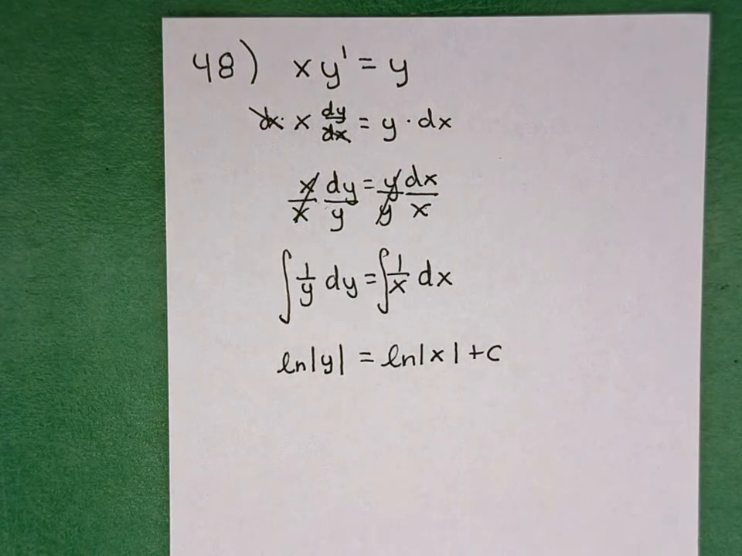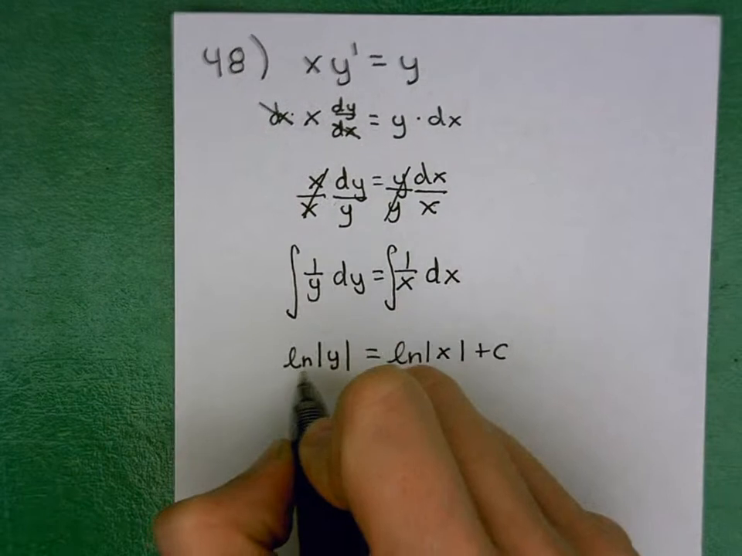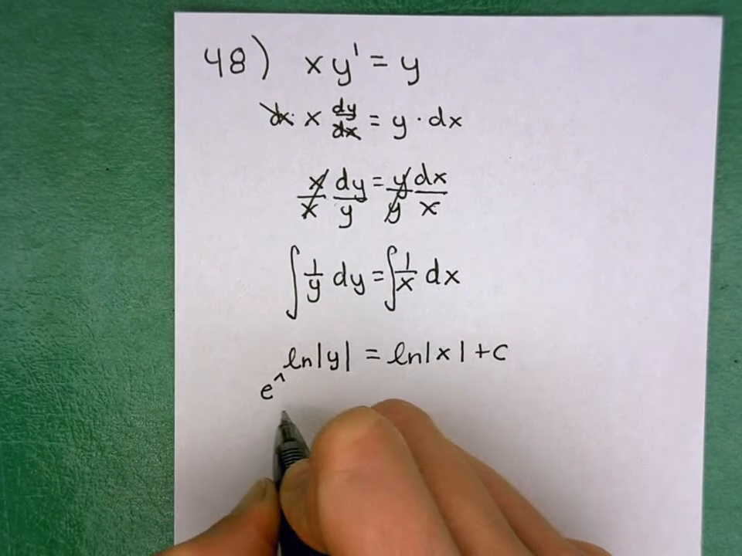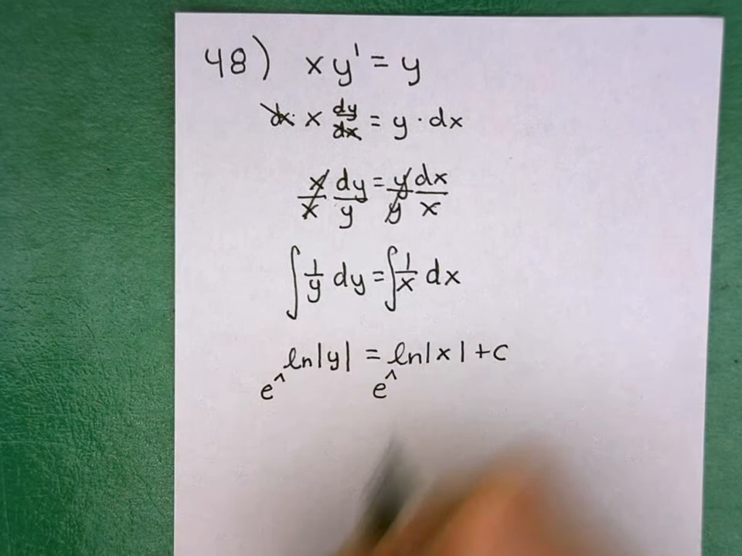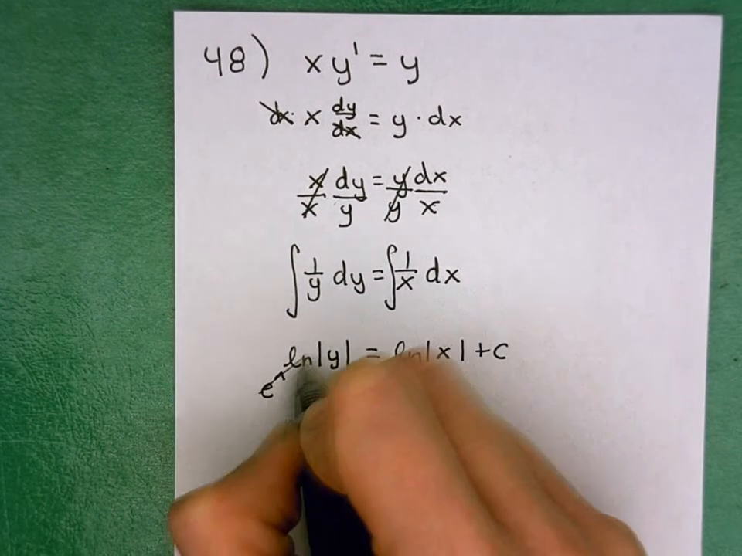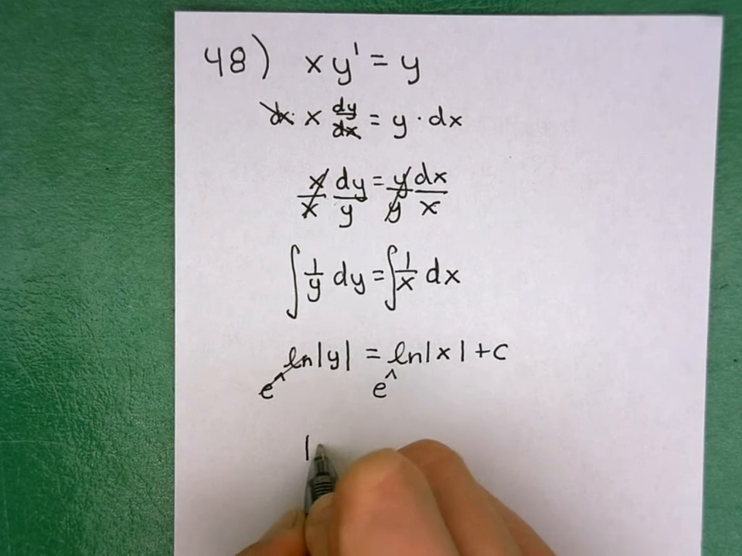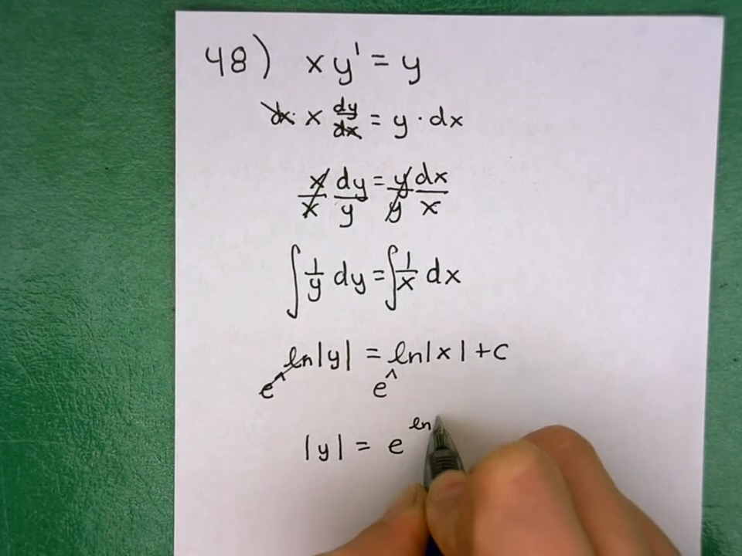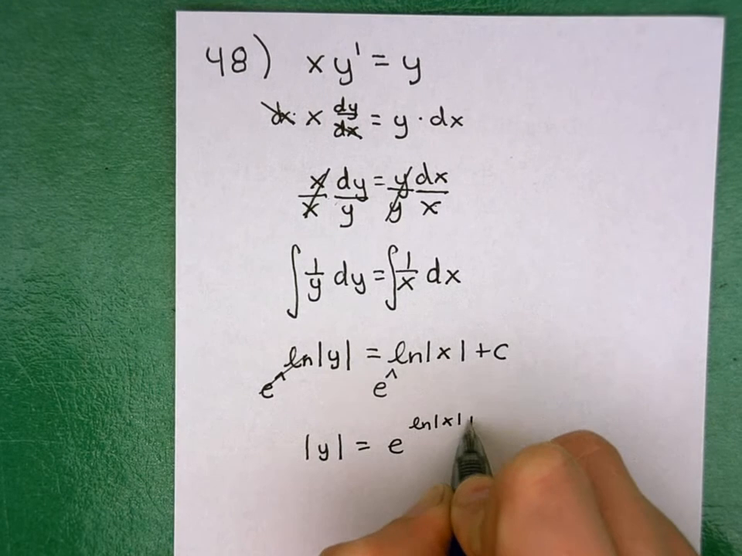Now if I wanted to solve for y, I would do that by undoing this natural log, and the inverse of natural log is e. And so I'm going to raise both sides of the equation above e. E and natural log cancel, and so we're left with the absolute value of y equals e to the natural log of the absolute value of x plus c.